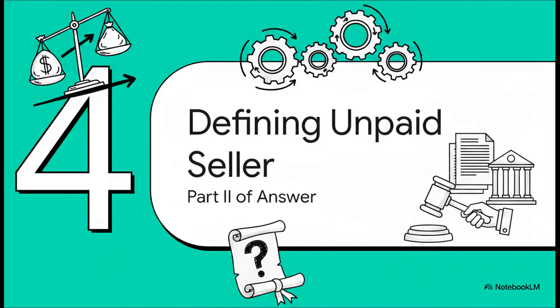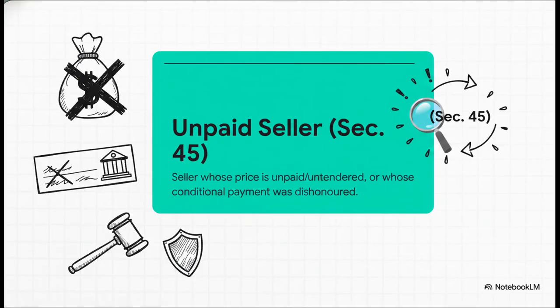Section 4. Defining the unpaid seller. Meaning of unpaid seller, Section 45. Seller is unpaid when price not paid or tendered or conditional payment dishonored. We are now announcing Part 2 of your answer blueprint, shifting the examiner's focus to the statutory remedies available to a seller who simply hasn't received their due. The critical importance here is citing Section 45.